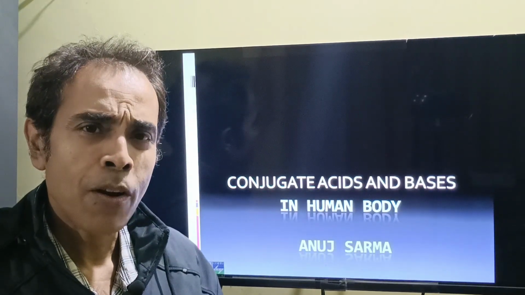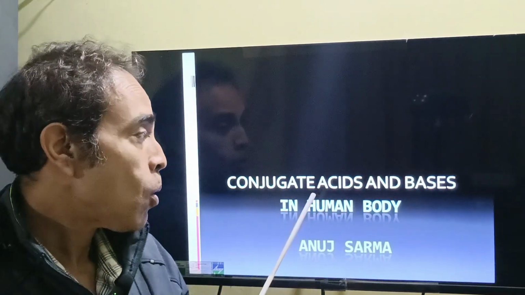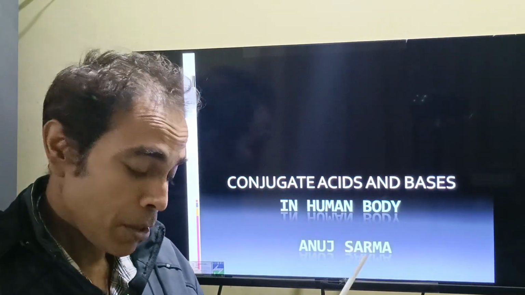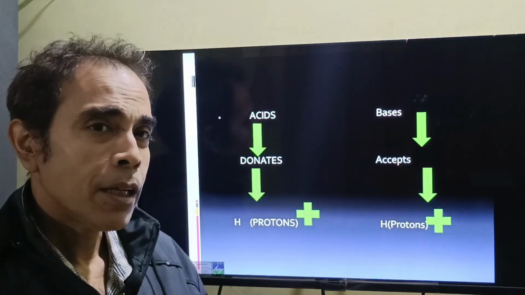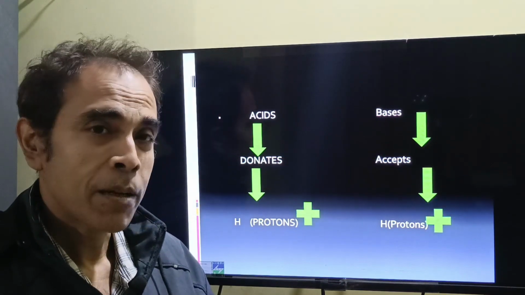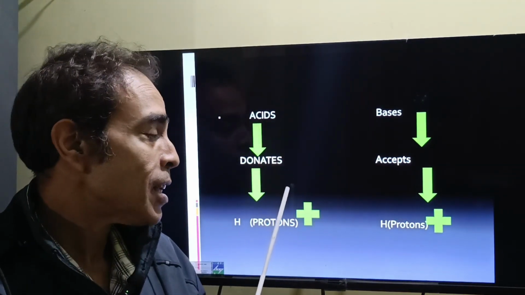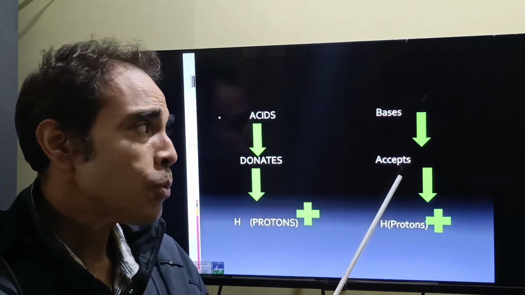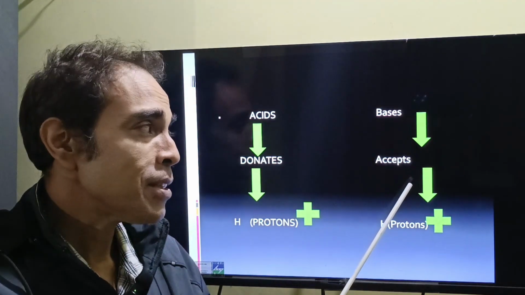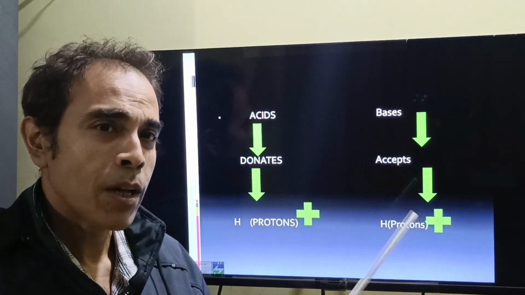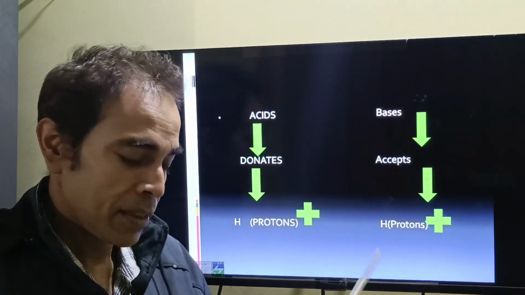Today we are going to talk about another important topic, which is called conjugate acids and bases in the human body. My name is Anu Sharma. In the last two classes we talked about acids and bases. We defined acids as substances which donate the hydrogen ion, and bases as substances which accept the hydrogen ion. You can go back to my earlier classes to review the concepts of acids and bases.